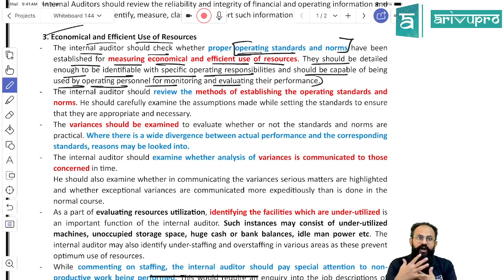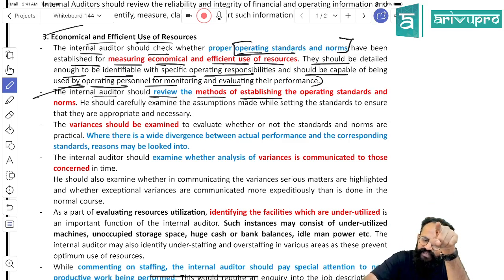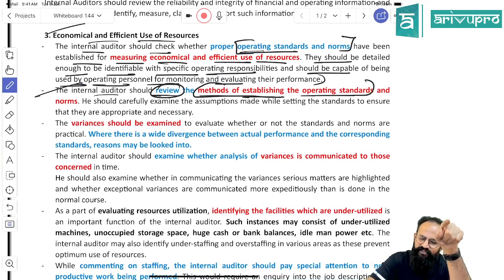Clear? So your operating procedures or standards should be able to give so much clarity. Yes. I hope you are getting it. Now see here, the internal auditor should review the methods of establishing the operating standards. He should carefully examine the assumptions made while setting the standards.